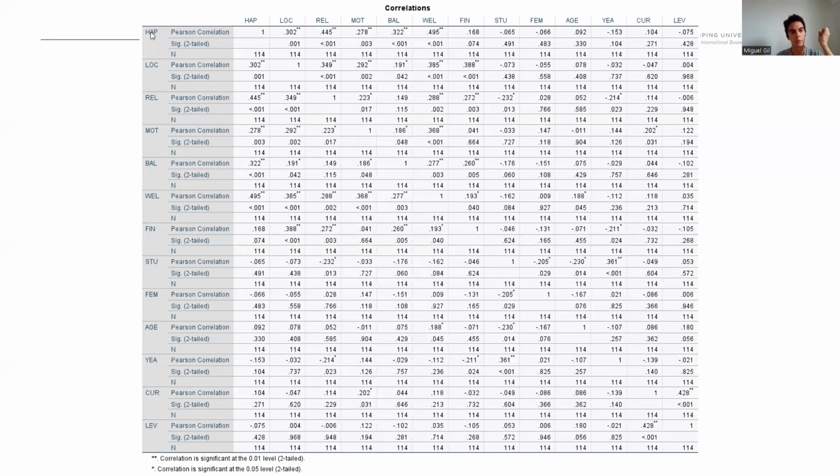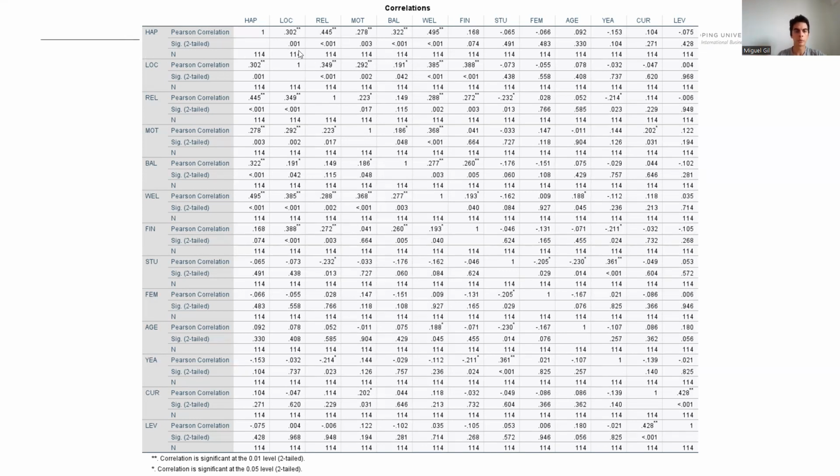What is interesting is to cross what happens between happiness and locus of control, what happens between happiness and relationships. So it's our dependent variable with all of our independent variables. So from this, we can do a quick analysis again. As I mentioned, you can write in your paper just one paragraph discussing interesting things. And one interesting thing is that happiness seems to be correlated with several independent variables.